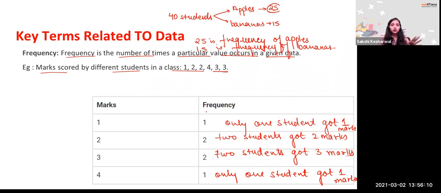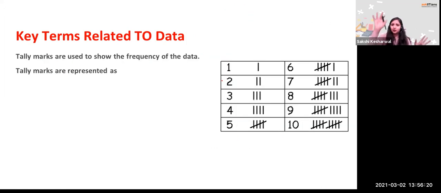Have you seen some of the movies where the person living in prison doesn't have any amenities, they don't have a calendar? So what they do is just make tally marks. You can see some of the old movies. Tally marks show the frequency. The number 1 is represented like this. 2 is written like this. 3 is written like 1, 2, 3. 4 is written like 1, 2, 3, 4.